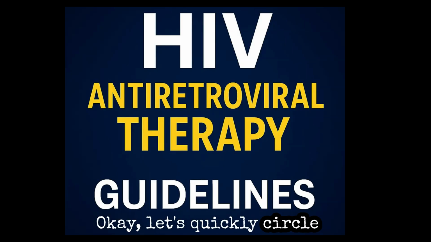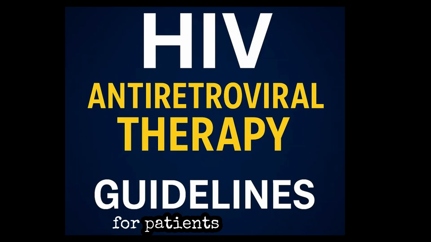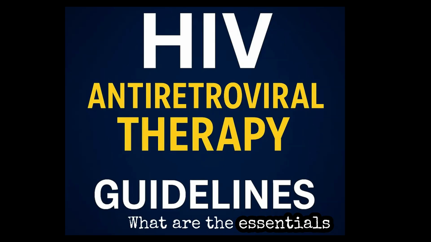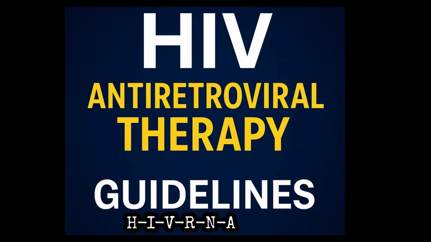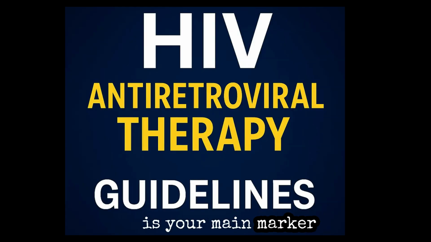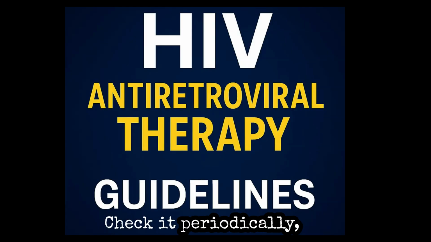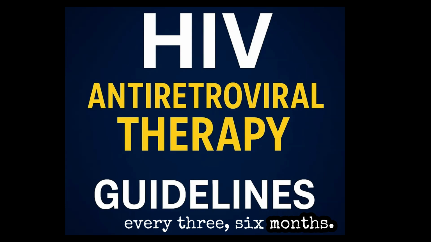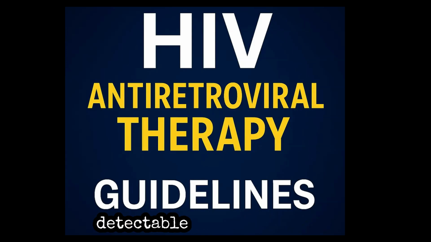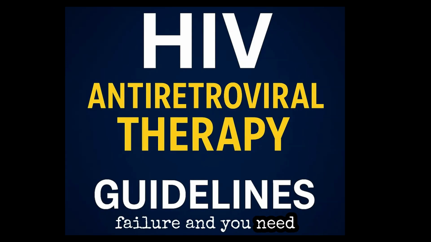Okay, let's quickly circle back to monitoring and follow-up for patients on stable ART. What are the essentials? You need to keep track. HIV RNA viral load is your main marker of treatment success. Check it periodically, maybe every 3-6 months, once stable. If it becomes detectable and stays above 200 copies/mL, that's virologic failure, and you need to do resistance testing right away. CD4 count tells you about immune recovery. As we said, frequency depends on their counts and duration of suppression. It becomes less critical once someone is stably suppressed with good counts.